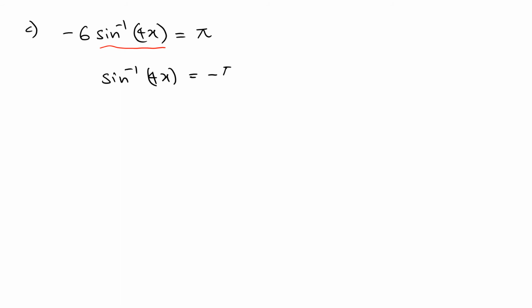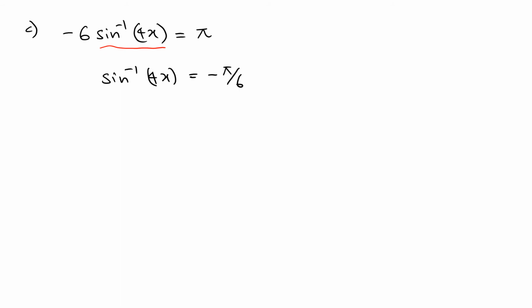So part C, let's look at negative 6 sine inverse 4x equals pi. Again, the same argument, we can isolate the inverse trig function. That means sine inverse 4x equals, if you divide by negative 6, negative pi over 6.